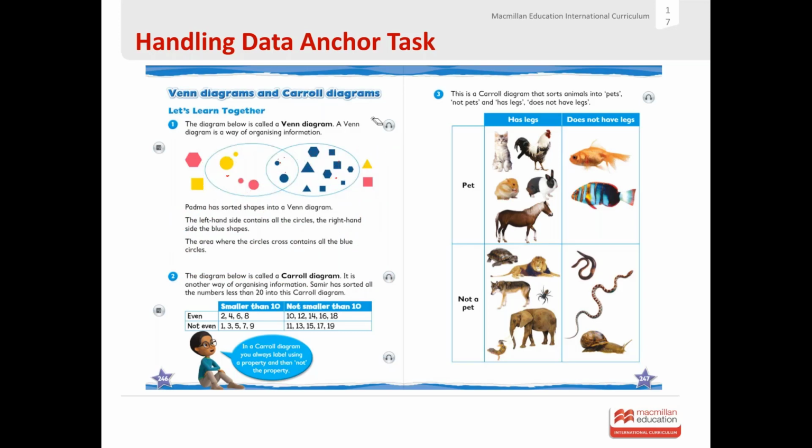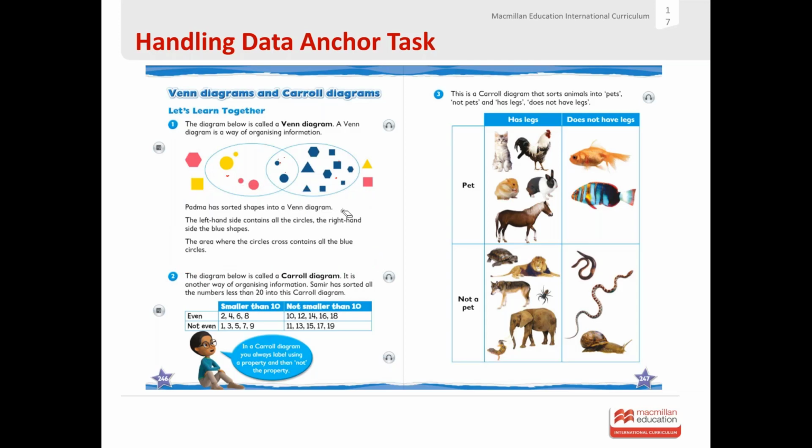So I might give them that question at first as an anchor task, let them have a discussion, show them the picture, let them have a discussion, and then I will talk them through it, and then we can have a discussion about what it says here. Yeah, we're right, actually. That's what it says. Padma sorted shapes into a Venn diagram. The left-hand side contains all circles, the right-hand side contains all the blue shapes. The area where the circles cross contains all the blue circles, so the blue and circles.